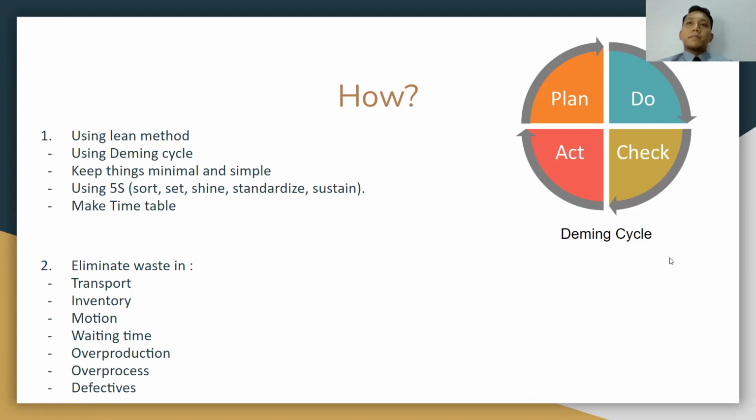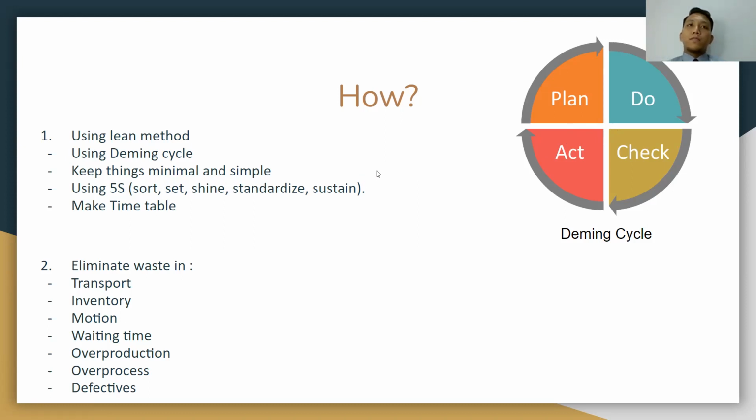First is using the PDCA cycle. You can see in this figure that it consists of four types of activity moving in a round motion: plan, do, check, and act. After the act, we go back to the plan. All this is a continuous cycle, whether day by day, or the cycle of a project, or in your life. How we use this is by keeping things minimal and simple.